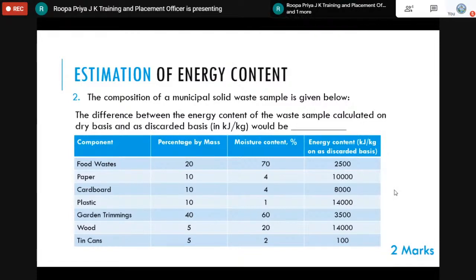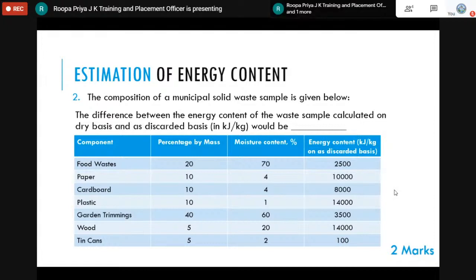The question goes like this. The composition of a municipal solid waste sample is given below, and they're asking the difference between the energy content of the waste sample calculated on a dry basis and as-discarded basis in kilojoule per kg. So this is the question, and the table given is a similar table which has the same components, and the second column has the percentage by mass value, the third column has the moisture content in percentage value, and the last column has the energy content in kilojoule per kg on as-discarded basis.